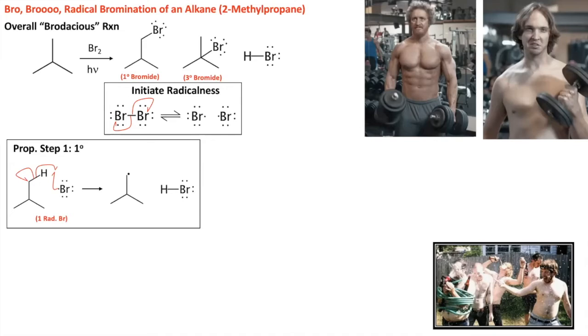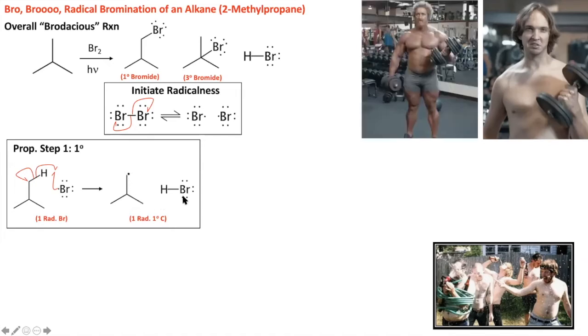So we propagated the radical chain. We started with a bromine radical and ended with a carbon radical. And it's a primary carbon radical because it's on a carbon that only has one other carbon, so it's a primary carbon. And then I get my products. I'm radical start to finish.